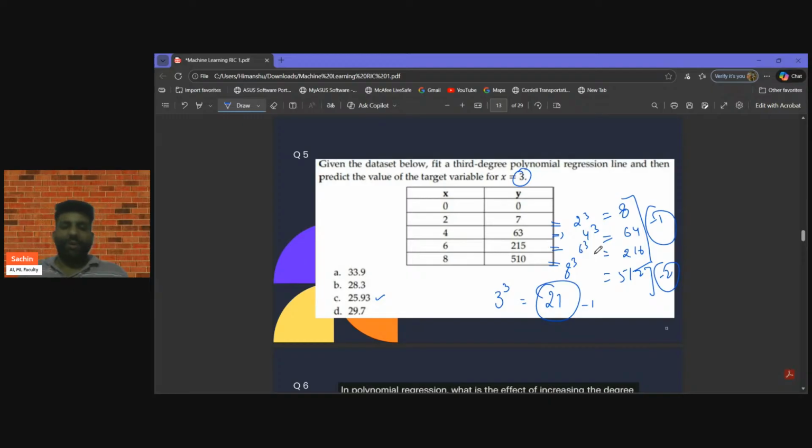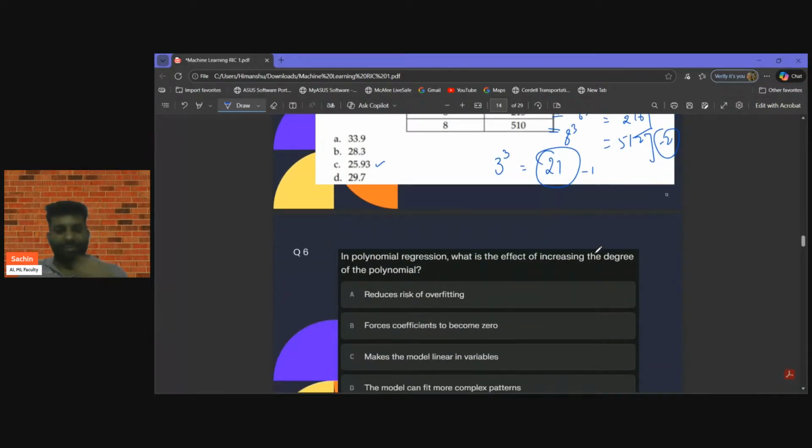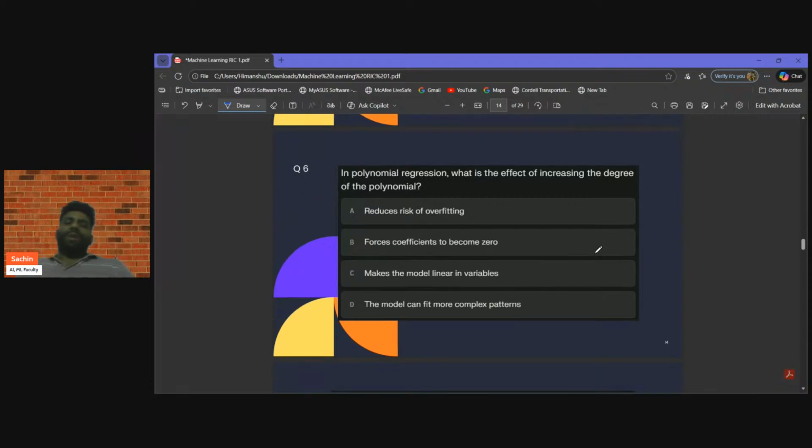Okay. Let's move further. Next question. In polynomial regression, what is the effect of increasing the degree of the polynomial? What do we have as that effect? So if I increase it, you know that I can draw complex decision boundaries, or complex patterns can be created. That means if I increase the polynomial degree, I'll be able to capture complex patterns within my existing data.